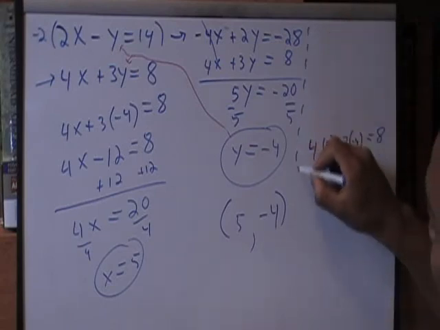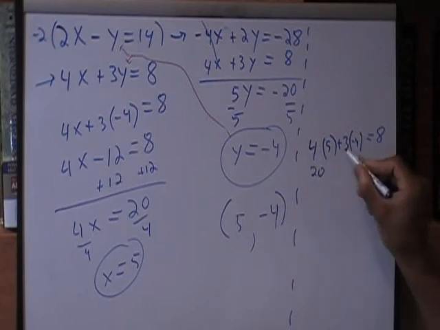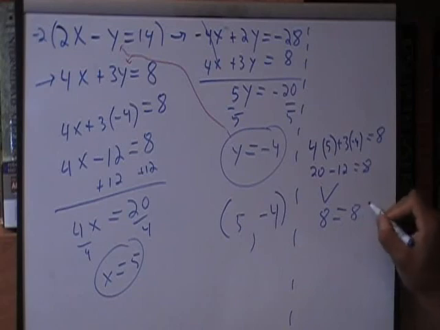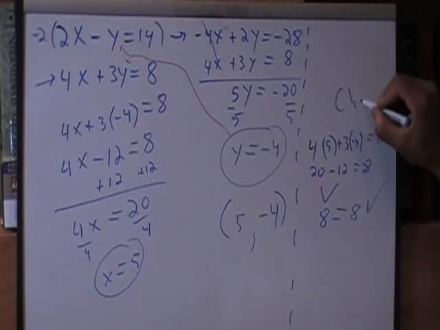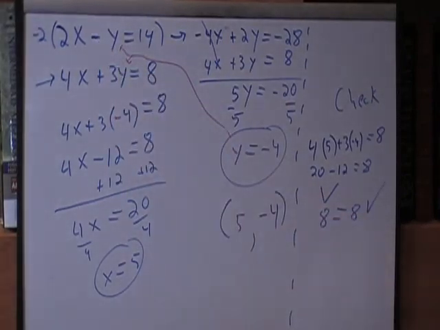Let me just draw a little dotted line here. So we have 4 times 5 is 20. 3 times -4 is -12 equals 8. 20 minus 12 is indeed 8. So we have 8 equals 8. It checks. I'd like you to try and plug in 5 and -4 into the first equation and see if that checks as well. If we did our work correctly, it should.